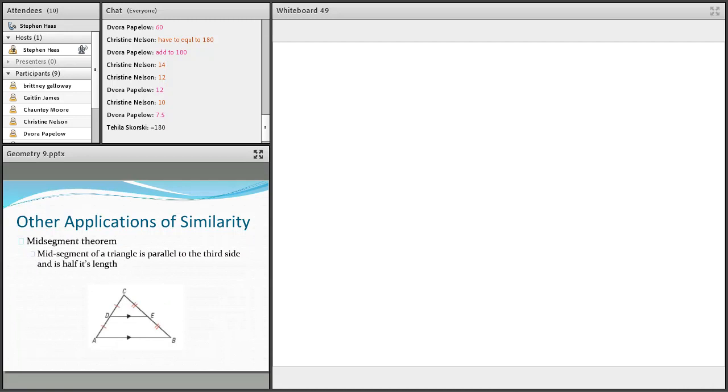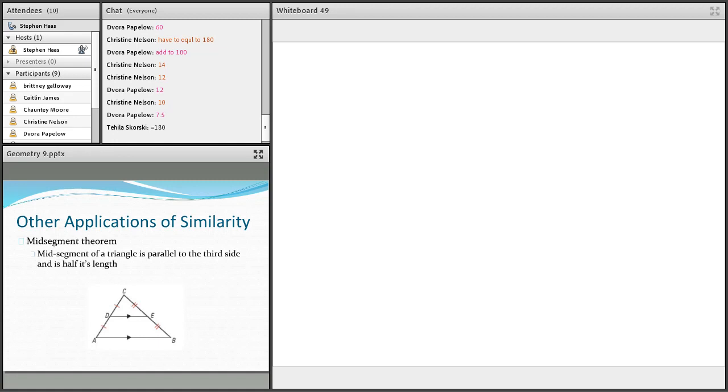The next theorem, which is really just a corollary to the one we just discussed. There's really no distinction between this and what we just discussed. And that is the midsegment of a triangle is parallel to the third side and half of its length. A midsegment means a segment that joins the midpoint of the two sides.